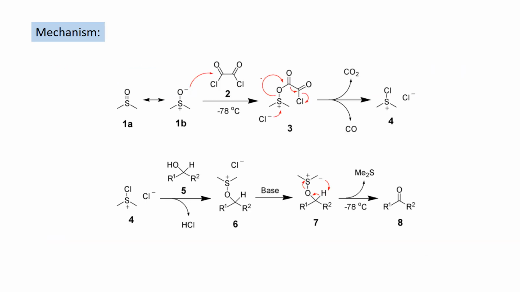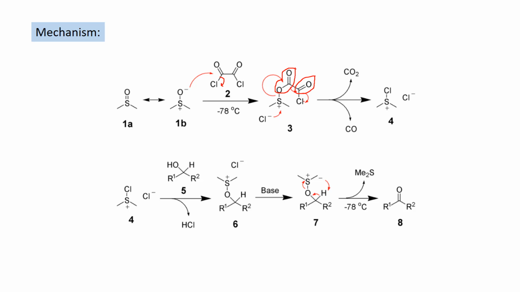So this is the mechanism. What is happening here? First, the dimethyl sulfoxide oxygen will attack this oxalyl chloride and remove one of the chlorine atoms from the system, forming this intermediate 3. After that, the removed chlorine atom will attack again to the sulfur, removing this oxalyl from the system as CO2 and carbon monoxide. This portion is eliminating as CO2, this portion is eliminating as CO, and another Cl minus.